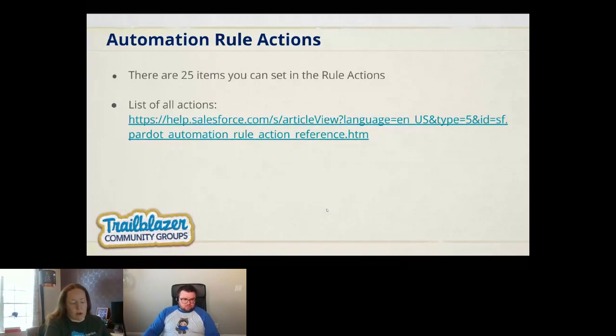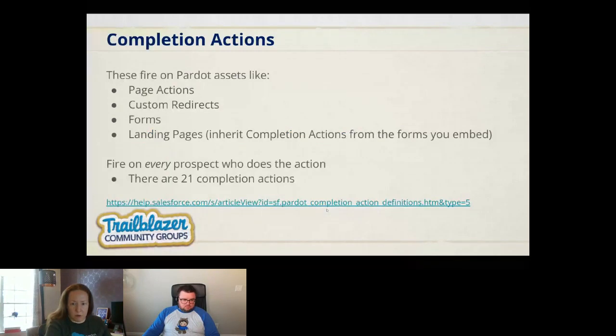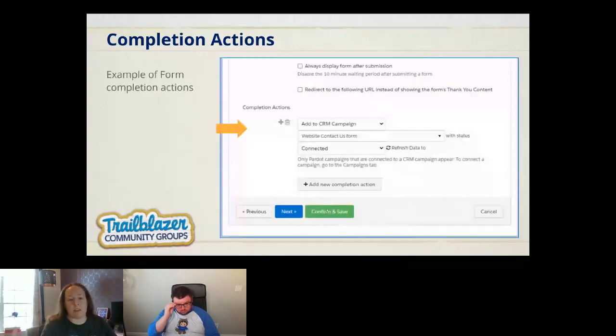Completion actions are, we talked about forms, and you can add completion actions to people who fill out your form. You can add completion actions to Pardot assets like page actions, custom redirects, forms. Landing pages will inherit the completion actions when you embed a form on the page. There's 21 different completion actions that you can have. So everybody who fills out a form will have these actions applied to them.